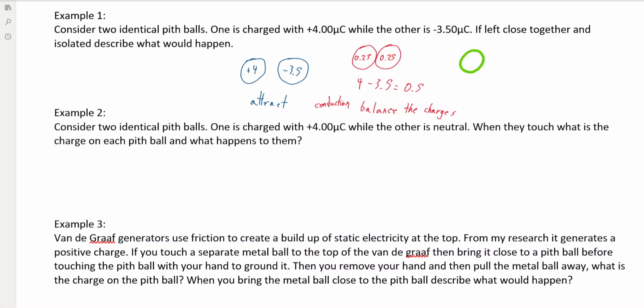So now, I'm going to just change that to be smaller. So now that they're both positive 0.25, now they're going to repel. Because they're both positive. Okay, so at the beginning they attract, then they touch, and then they repel. Okay, so that is kind of a description of what happens.